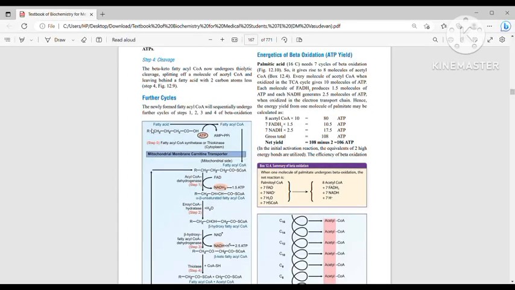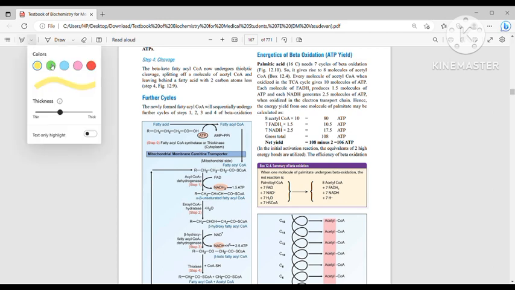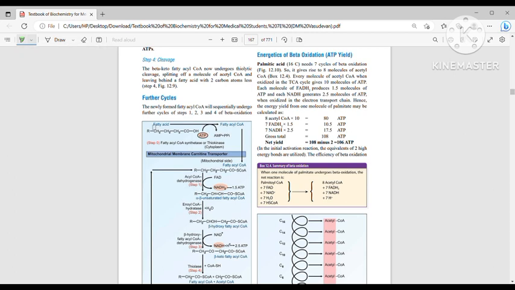Today we are going to talk about beta oxidation of fatty acid. We will see the steps of beta oxidation of fatty acid and then the energetics of beta oxidation of fatty acid. Now, first of all, fatty acid is converted to fatty acyl coenzyme A.